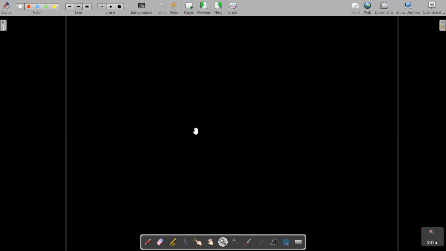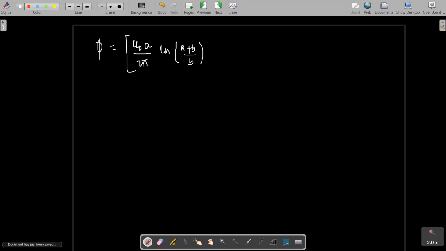Okay. The value of phi will be how much? Tell me, what will be the value of phi here? Phi is equal to, we have already calculated mu naught I, which means 5t square, right? So mu naught A over 2 pi ln of (A plus B) upon B, into 5t square, right? So what will be the value of dφ by dt now, students? dφ by dt is equal to the differentiation of this.